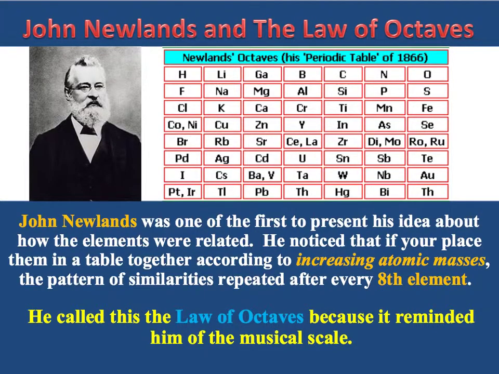One of the first scientists that tried to come up with a particular pattern was John Newlands, this guy right here, and he was the first to present his idea of how he thought these elements went together and how they were related to each other. He noticed that if you place them in a table in order of increasing atomic masses, there was a pattern of similarity that repeated every 8th element.